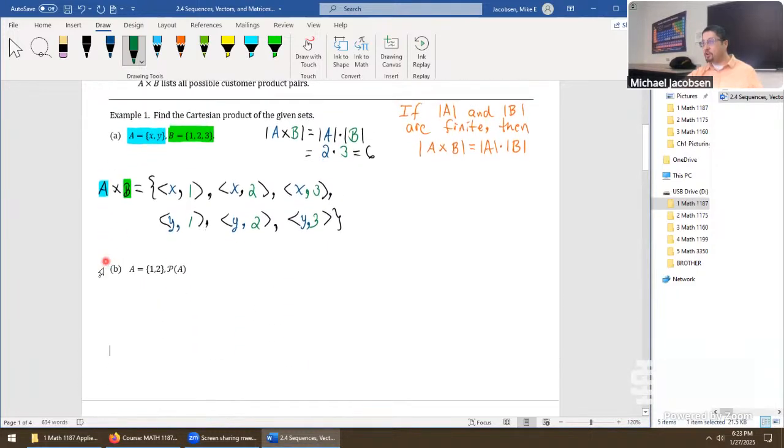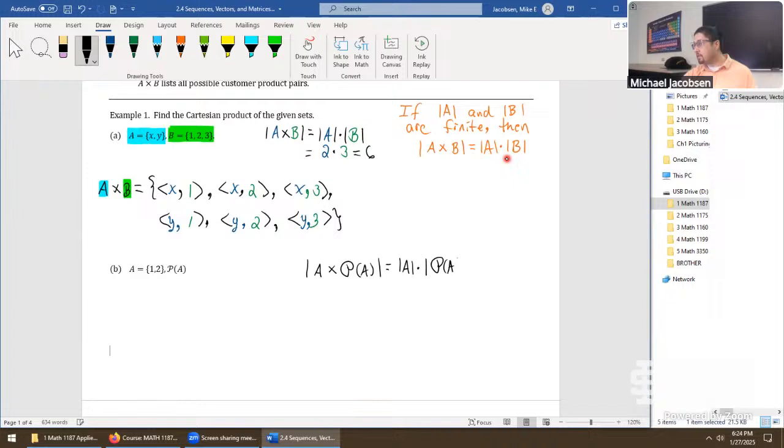First thing we probably want to know is how many elements are in the Cartesian product between A and the power set of A. And this would be the counting formula. The size of A, Cartesian product, the power set of A. By the formula right up here, that should just be the size of A, multiplied by the size of the power set of A. But, oh, hang on, I've got a parenthesis issue. Let me fix that. There we go.